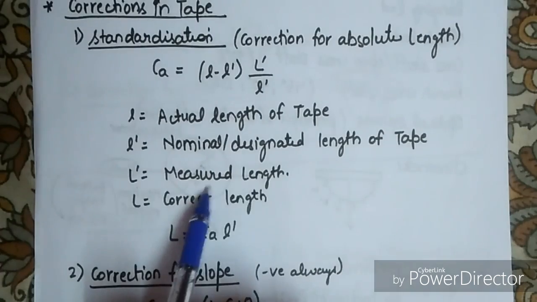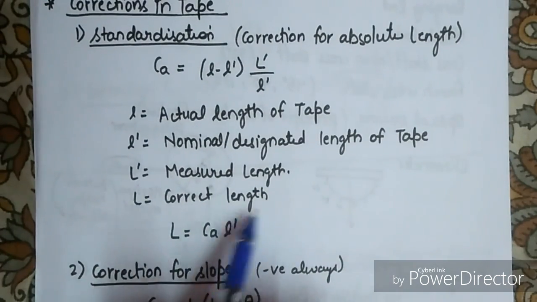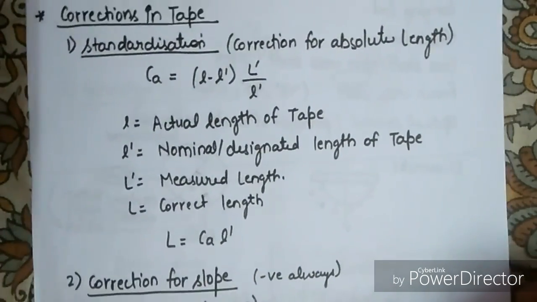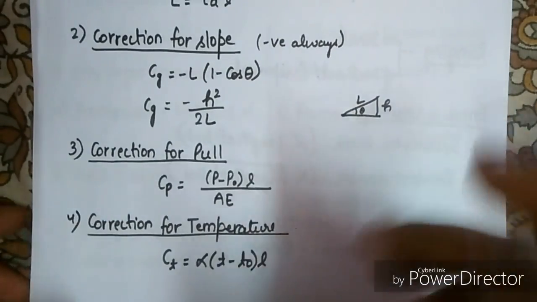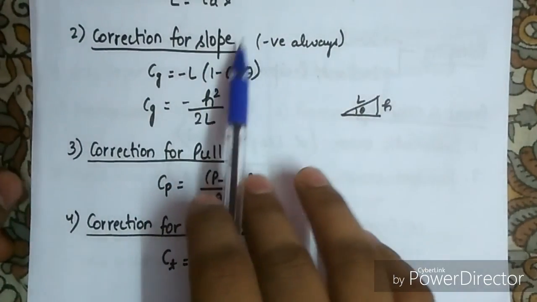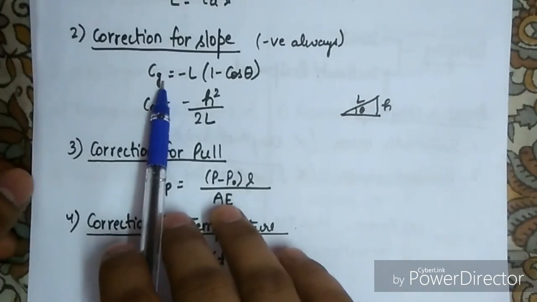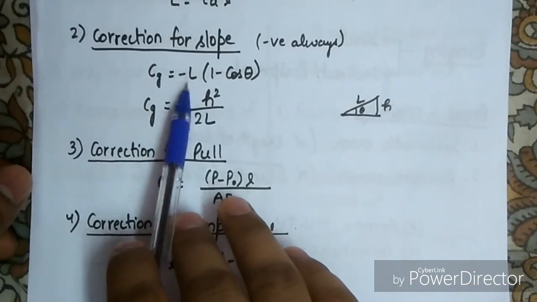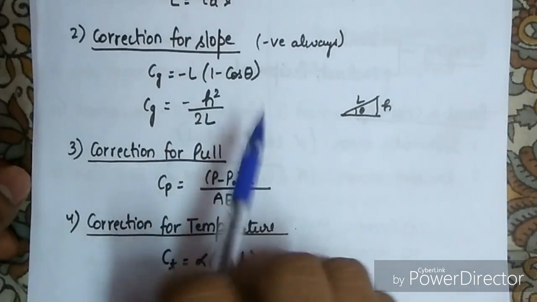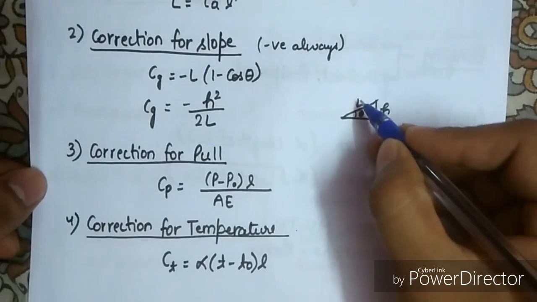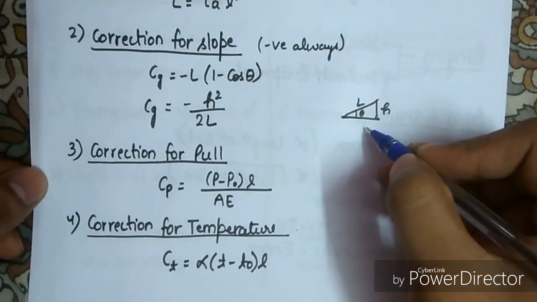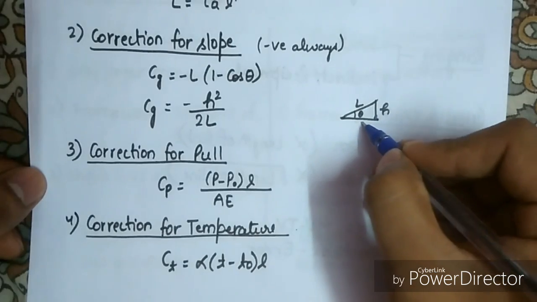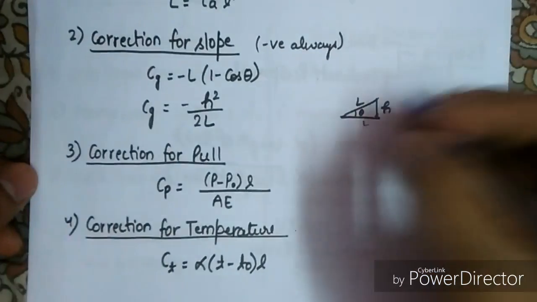Okay, L dash is the measured length and L is the correct length. So L will become L dash plus the correction Ca, that is, L = L' + Ca. Similarly, next is correction for slope. This is always negative. Correction for slope is equal to minus L into (1 minus cos theta), where we can see here that this is the length L which we have measured, and this is the correct horizontal length L dash.